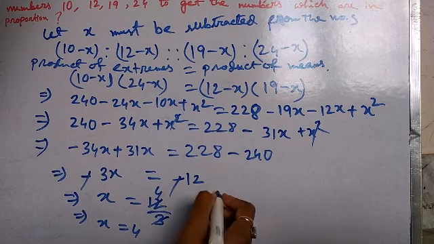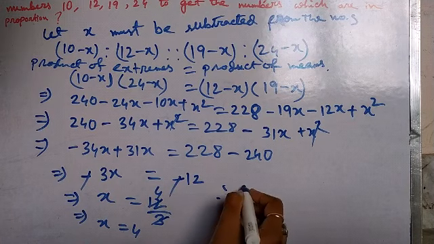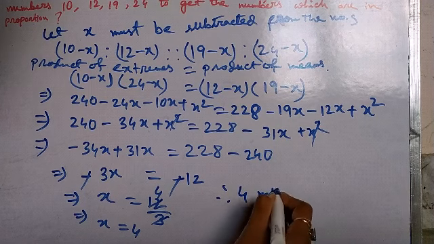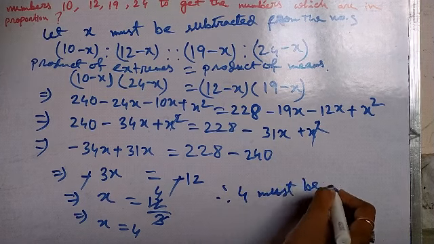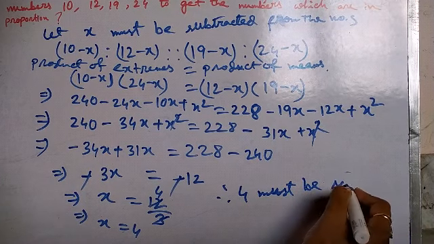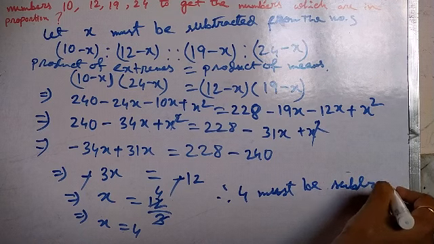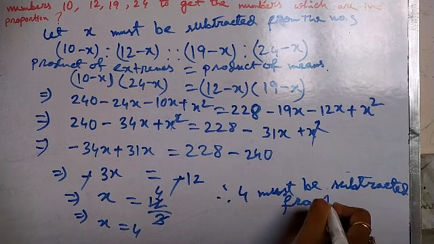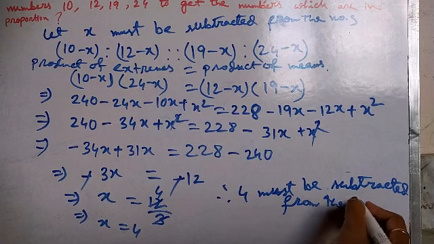Therefore, here the answer is 4 must be subtracted from the given numbers.